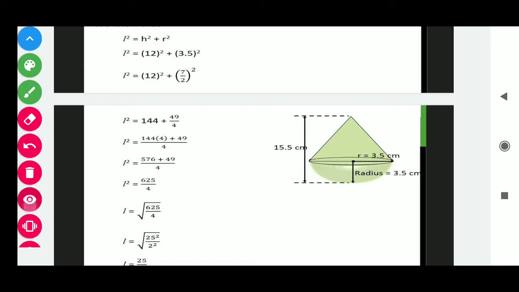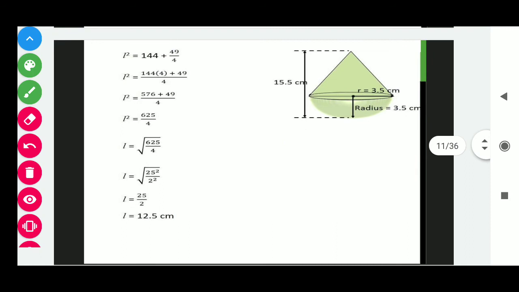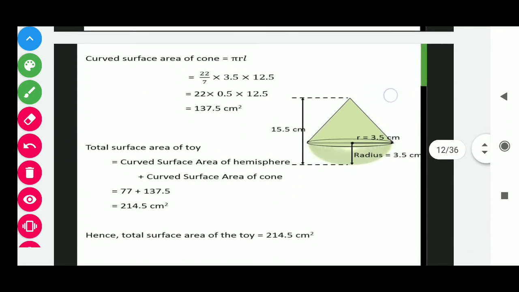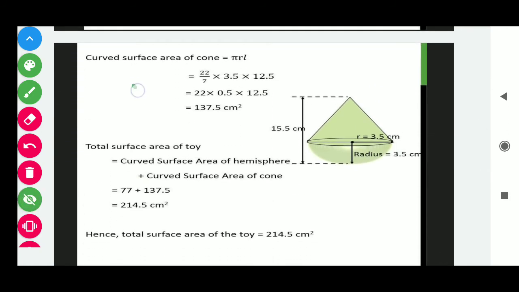So we get 25 over 2, that is 12.5 centimeter. This is the slant height. Now by putting these values in the curved surface area of cone, pi r l, we can write pi as 22 by 7, radius is 3.5 and slant height is 12.5. By calculating this, we get 137.5 square centimeter.